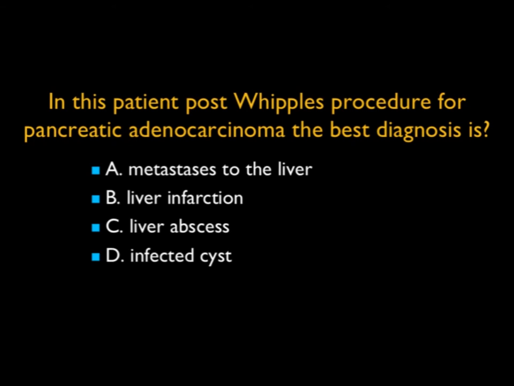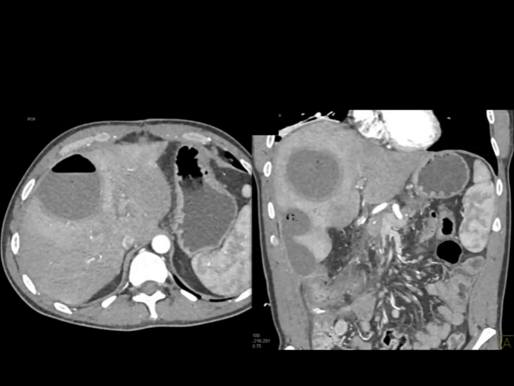This patient was post-Whipples procedure for pancreatic adenocarcinoma, and this is a follow-up study. You see a large lesion in the liver, but when you look, there's an air fluid level. There's also some fluid in the subhepatic space. We do not uncommonly see liver abscesses as a post-op complication. Again, air fluid level makes it very easy for an abscess.